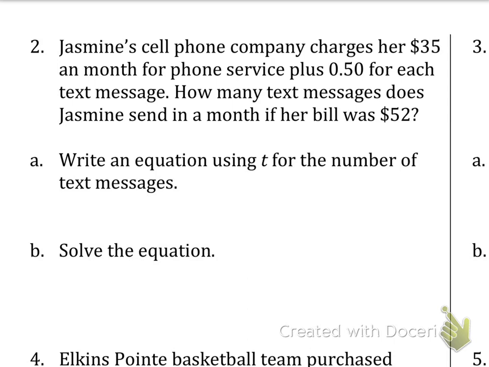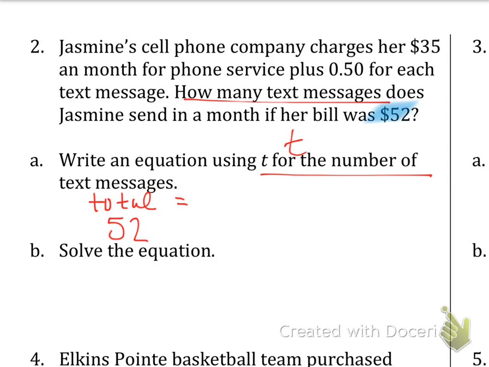Alright, so let's look at the second one. Jasmine's cell phone company charges her $35 a month for phone service plus 50 cents for each text message. How many text messages? So that is our unknown, the text messages. So that's our t. t can be a variable too. Alright, so think about this first. You always want to write your total. How much is her total? Well, her total bill was $52.